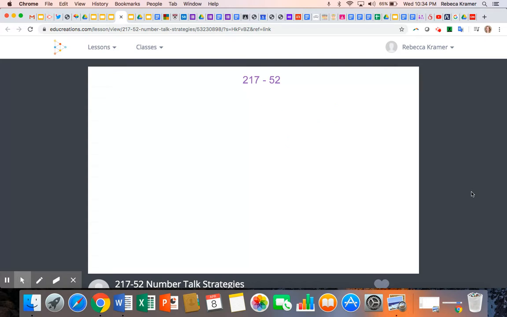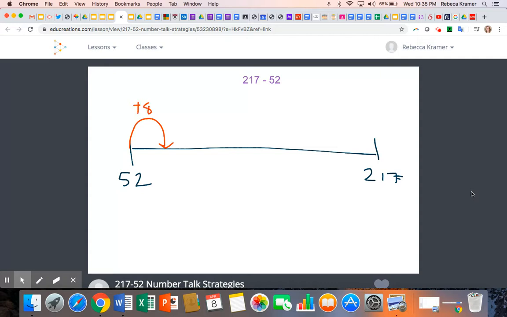This last method is my favorite. It's called the empty number line. What we do is we draw a number line and we put the greater number at the end and we put the smaller number at the beginning. Now we have to decide how many hops it takes to get from 52 to 217, and I can decide how I hop. I'm going to say that I want friendly numbers, so I'm going to add 8 to 52 to get myself to 60.